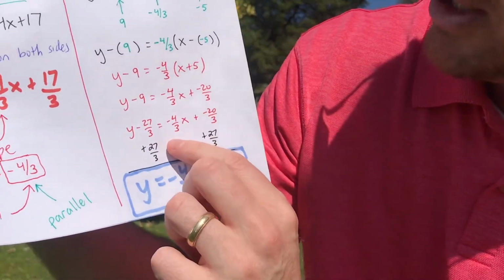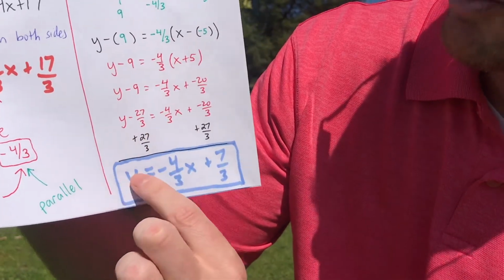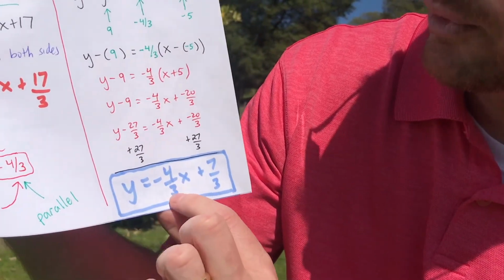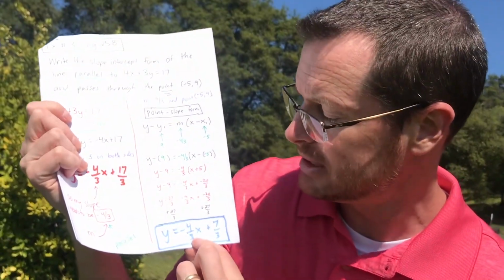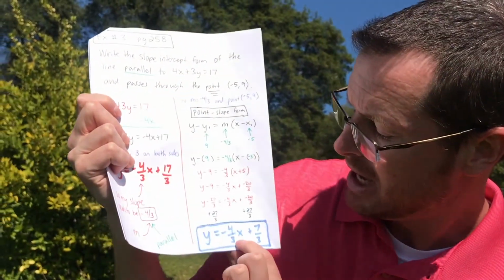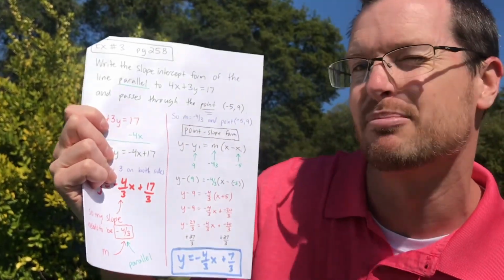And when I do that, this goes away, and I end up with this equation, y equals negative 4 thirds x plus 7 thirds. I know it's got the same slope because it's parallel, right? Same slope here, parallel, same slope. And I know that it went through this point because I plugged it into my point slope form.